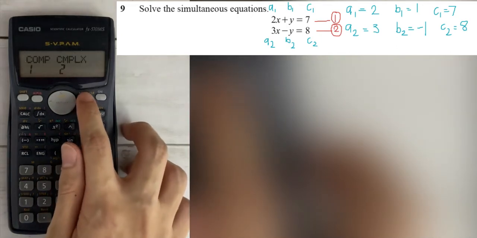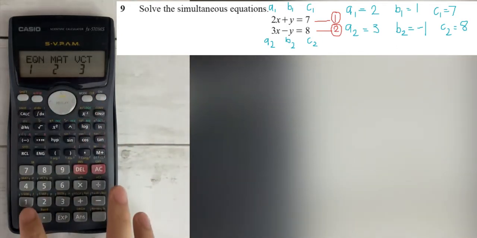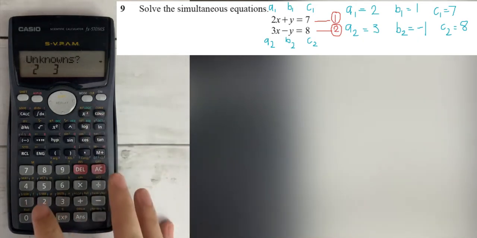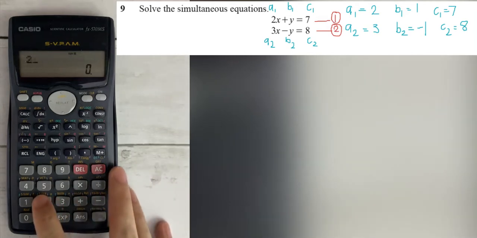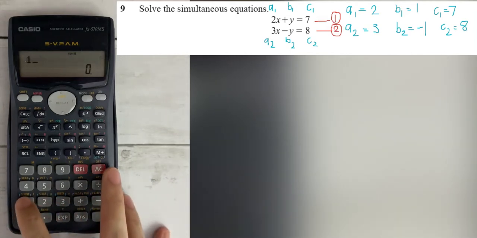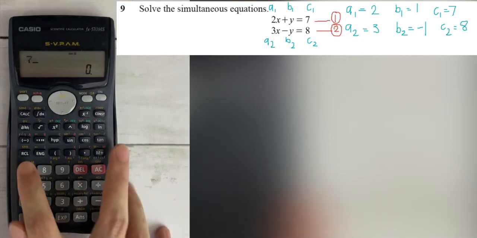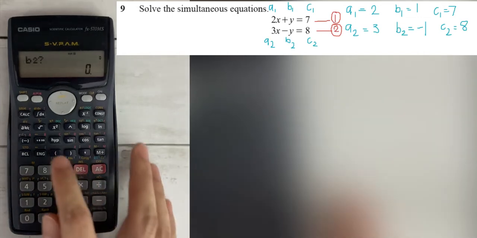Let's practice for this question right now. So again, press mode 3 times. Go for equation, which is number 1. Okay, now unknown, press 2. Okay, so what is your A1? 2. B1 is 1. C1 is 7. Okay, now let's look for A2. A2 is 3. Okay, careful, yeah. B2 is actually minus 1, so negative 1, equal. C2 is 8, equal. So you get your answer. X is 3 and Y is 1.